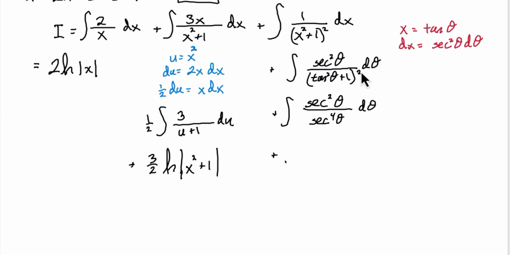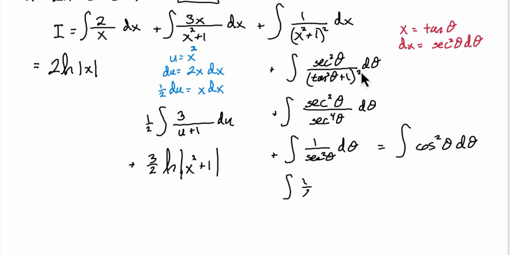This is now the integral of 1 divided by secant squared theta d theta, which is the integral of cosine squared theta d theta. We don't have a rule to directly integrate cosine squared, but we can rewrite it using an identity that is 1/2 times 1 plus cosine 2 theta d theta.